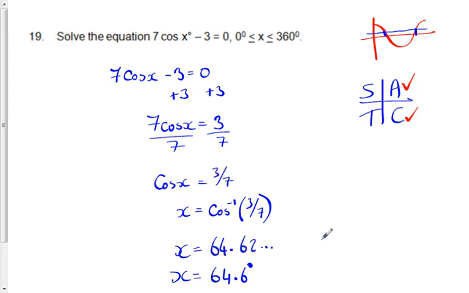In the cos quadrant, that gives us x equals 360 minus 64.6, which gives us a second answer here of 295.4 degrees. And that's both of our values of x for the equation 7 cos x minus 3 equals 0, when we consider the graph between 0 and 360.